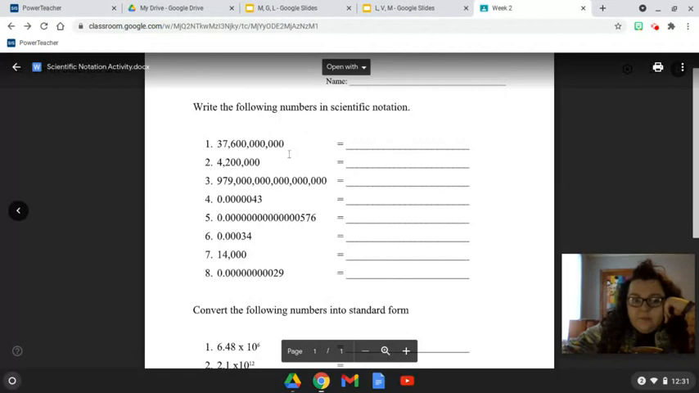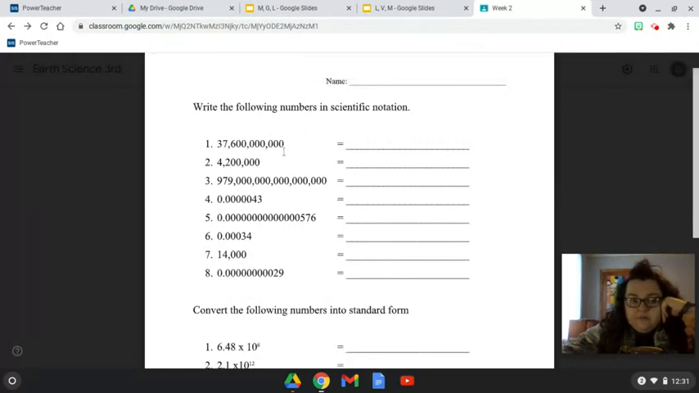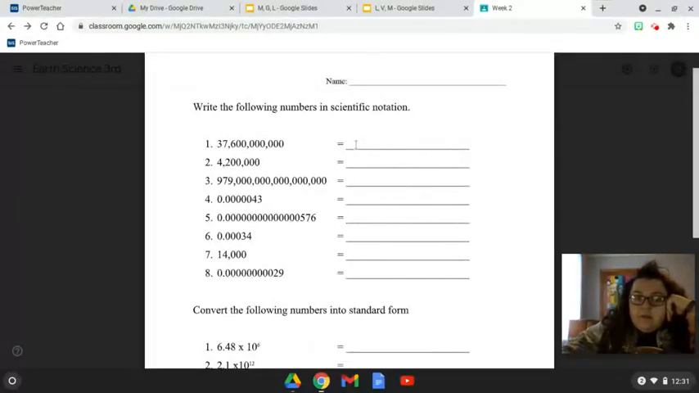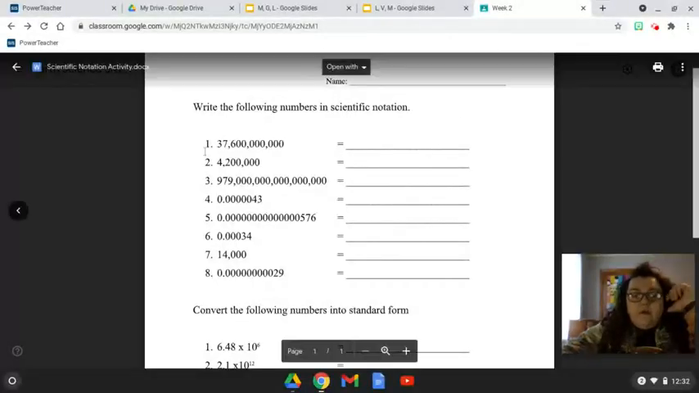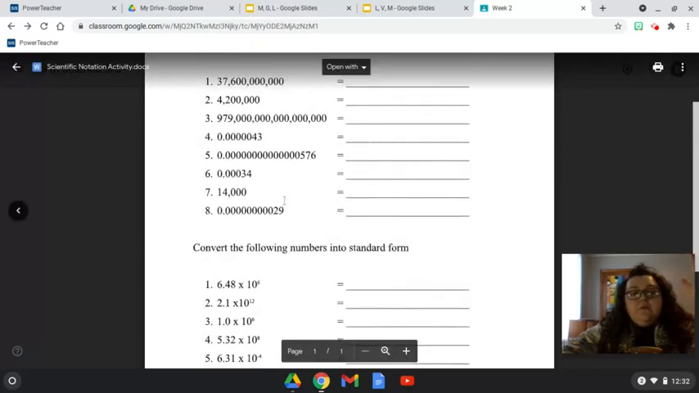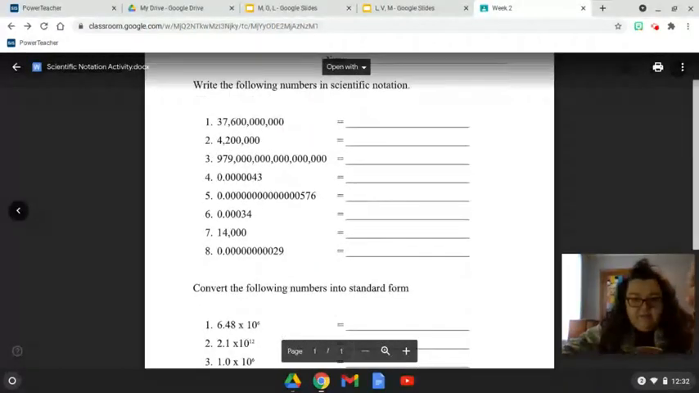Or 3.76, we'll go 1, 2, 3, 4, 5, 6, 7, 8, 9, 10. So whenever we write that over here, that would be 3.76 times 10 to the 10th. And you'll see that on the video as well. So that's going from a large number to scientific notation.